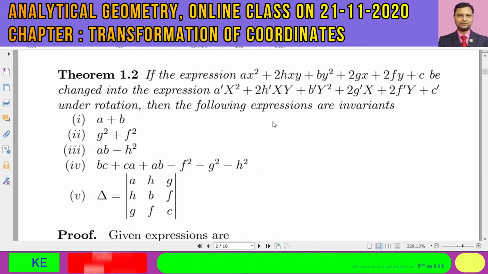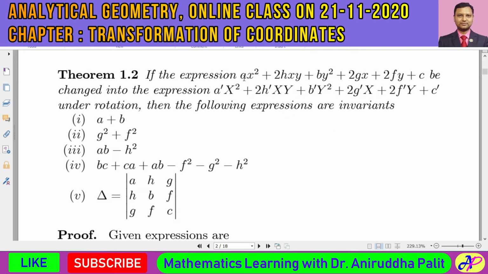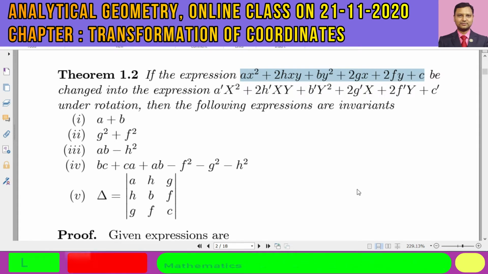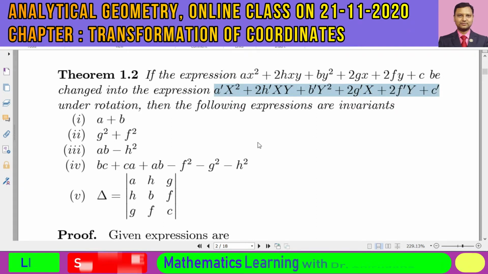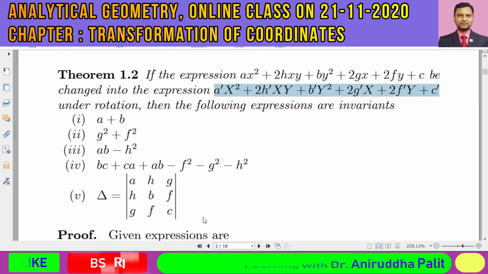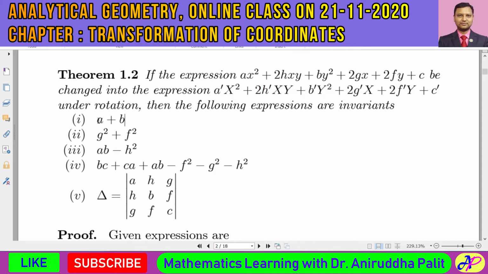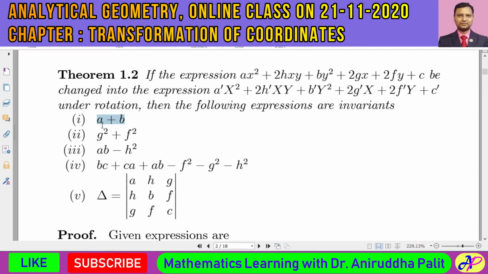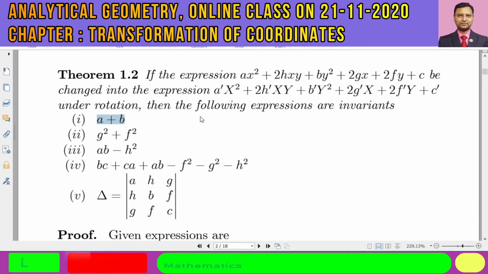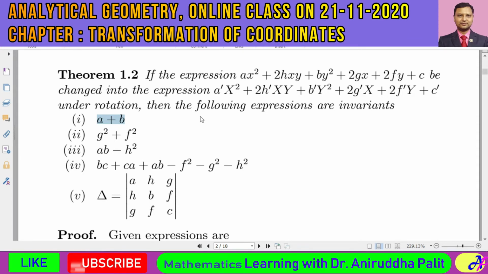Let me recap it once again, just a small review. The theorem says that if we have this general expression of second degree in two variables x and y, and after rotation this expression is converted into this kind of expression, then we can prove that all these five quantities are invariant. Invariant means that a plus b should be equal to a prime plus b prime. That means the coefficient of x square plus the coefficient of y square is always a constant quantity. It does not change. The numerical value of this quantity does not change after rotation.